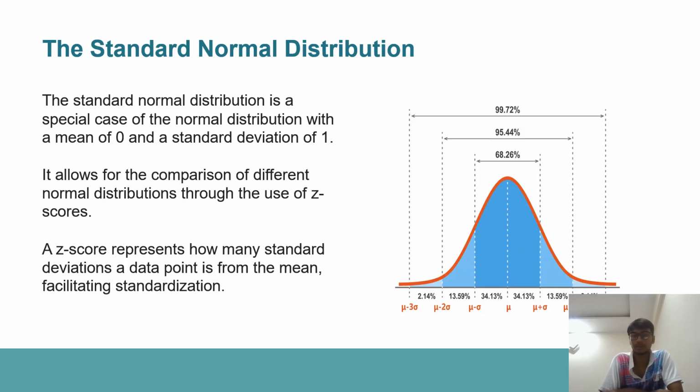The standard normal distribution. The standard normal distribution is a special case of normal distribution with a mean of 0 and a standard deviation of 1. It allows for the comparison of different distributions through the use of z-scores. A z-score represents how many standard deviations a point is from the mean, facilitating standardization. Here in this graph, we can see mu minus 3 sigma and so on. It shows the standard deviation from 99.72% to 95% to 68.27% as an example.